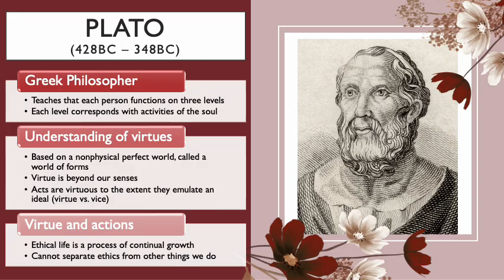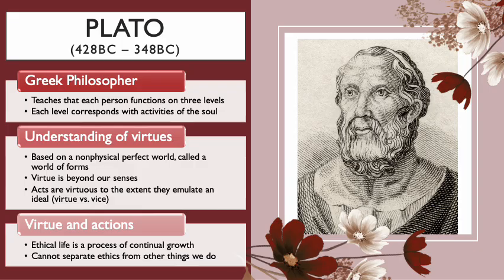Plato was a Greek philosopher, which many of you have probably heard of before. And Plato taught that each person functions on 3 levels. And we kind of mentioned those 3 levels, the temperance level with the appetite, the courage level with spirit, and then the wisdom level with reason. And he said that each of these levels corresponds to activities of the soul. And as you progress through the levels, the activities become more abstract because it's pretty concrete, your desire to eat, to have food, to have shelter. And I kind of like to think of these very loosely correlated to Maslow's hierarchy of needs.